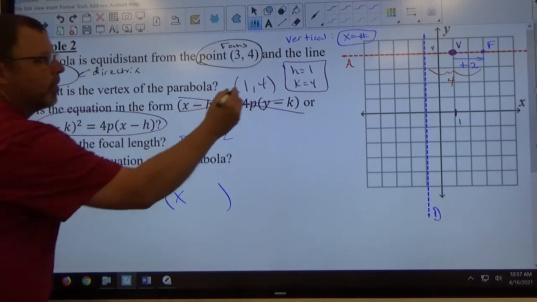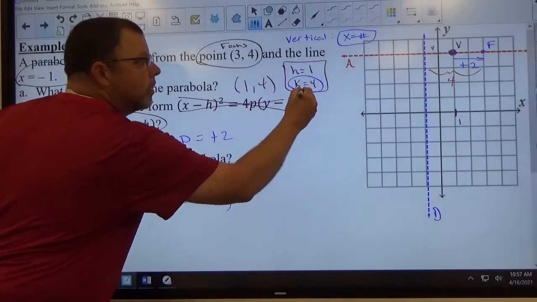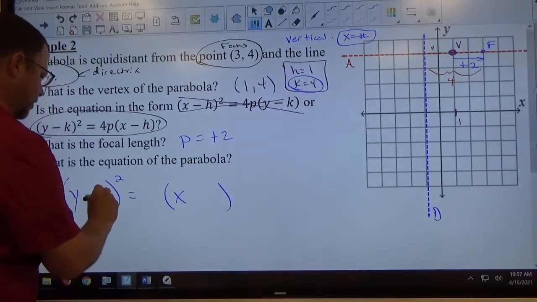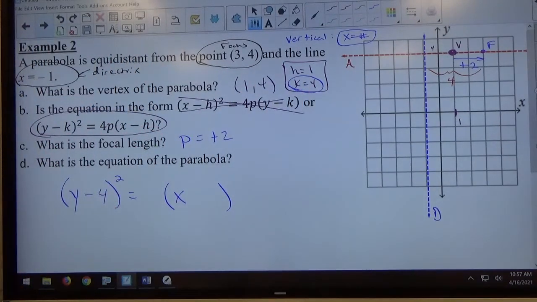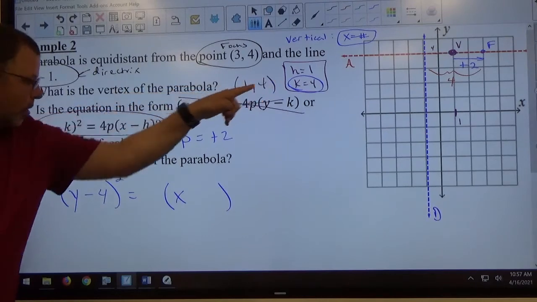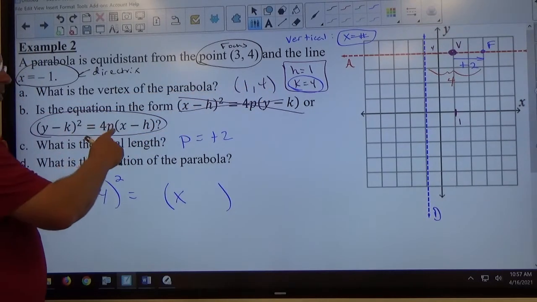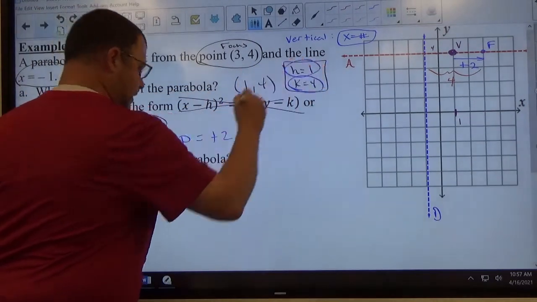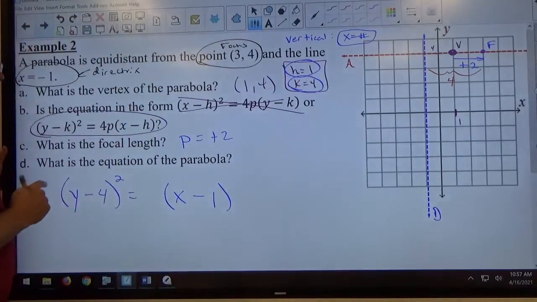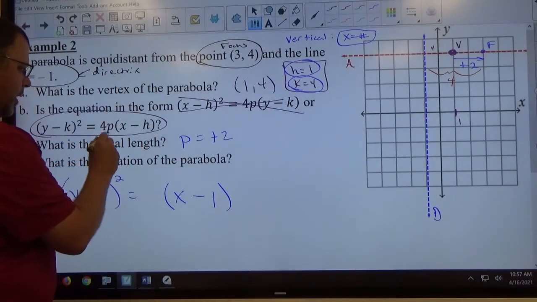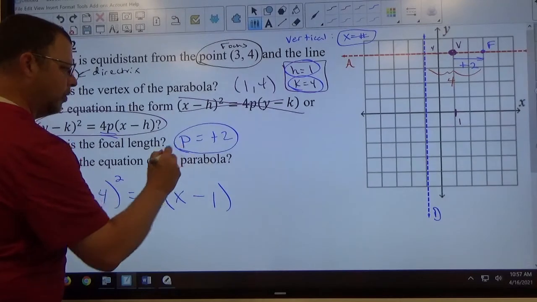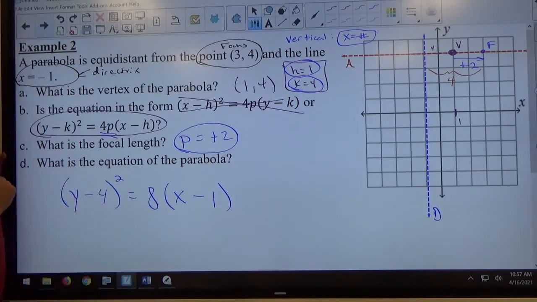Minus k, k is 4, so minus k is minus 4. Be careful, y is with k, x is with h in both of these standard forms. So make sure k goes with y. And then it says x minus h, h is 1, so x minus 1. And then it says 4 times p, right here. p is positive 2, so 4 times positive 2 is positive 8.